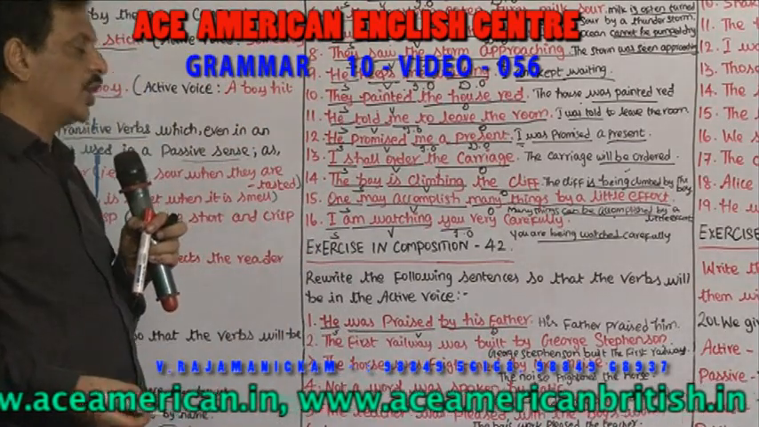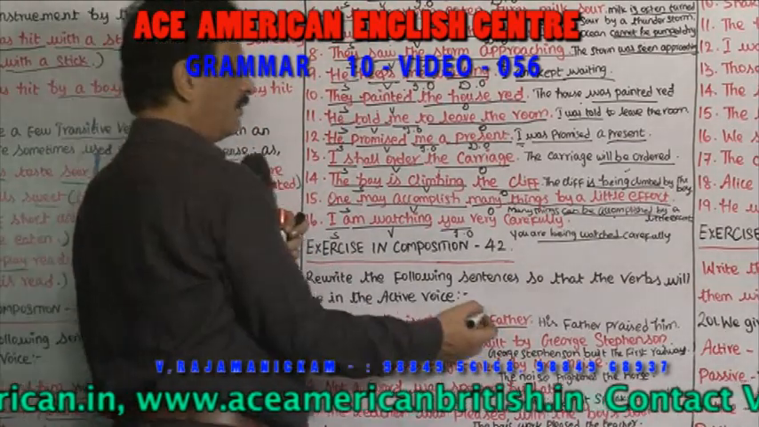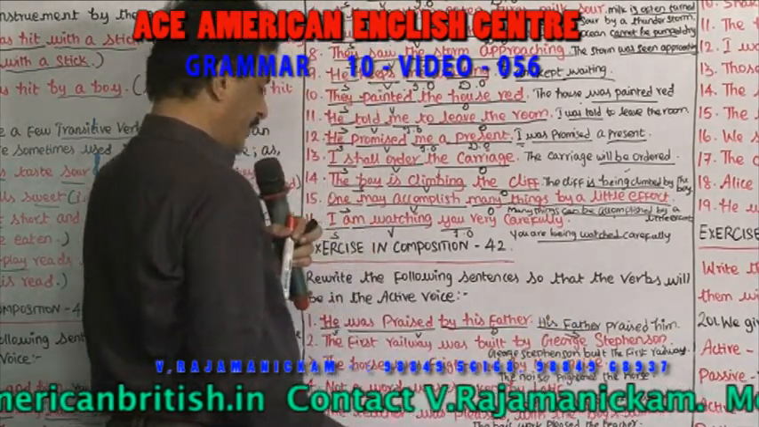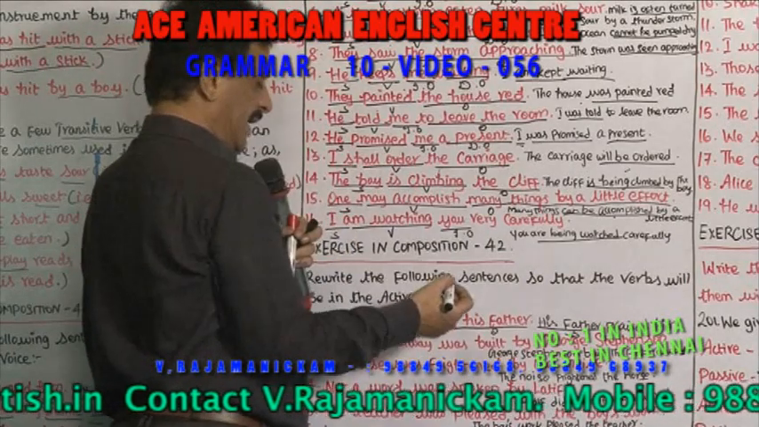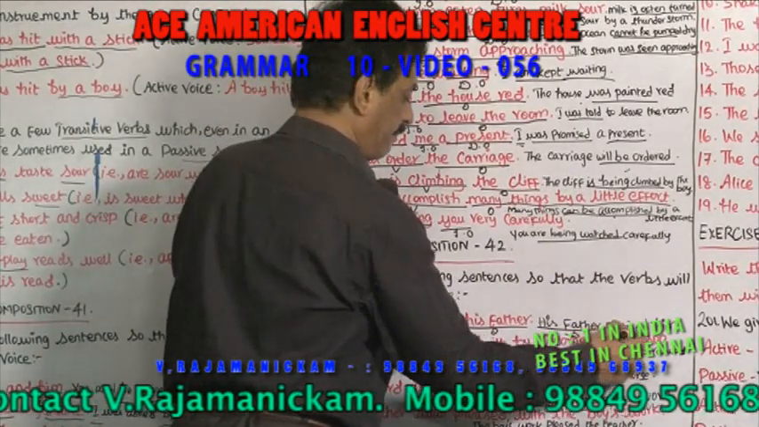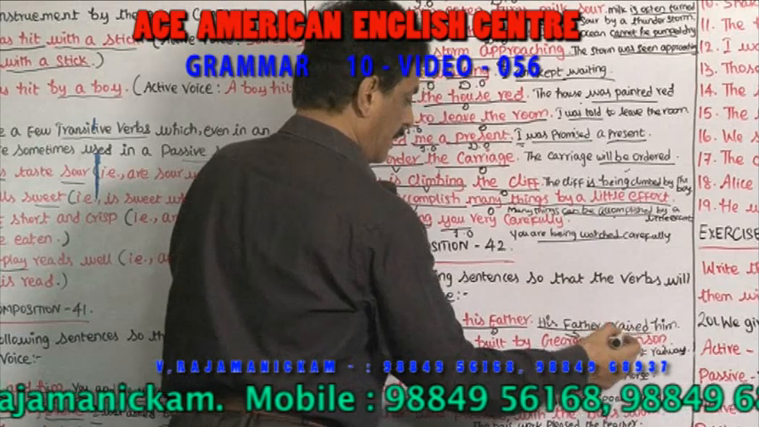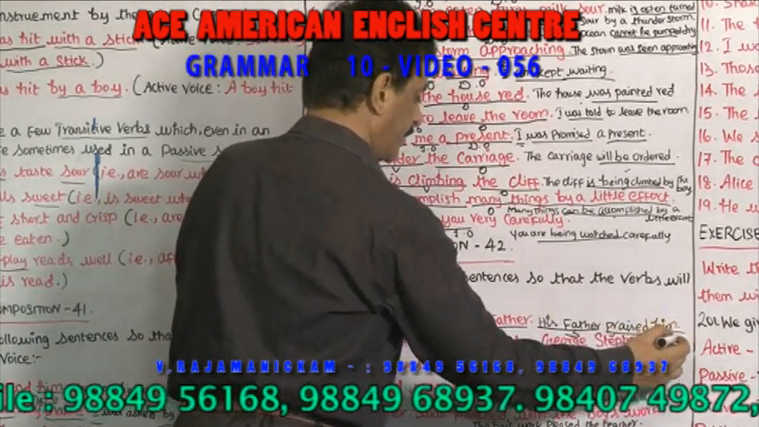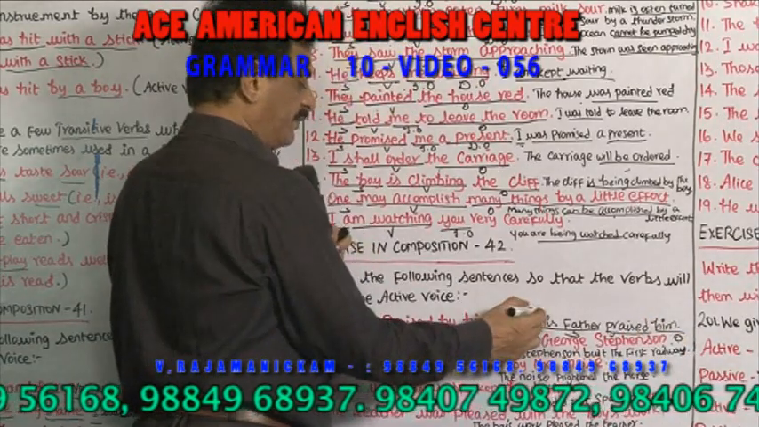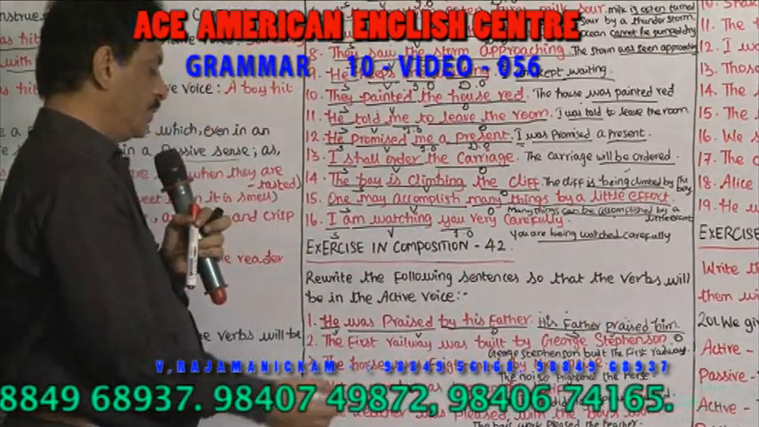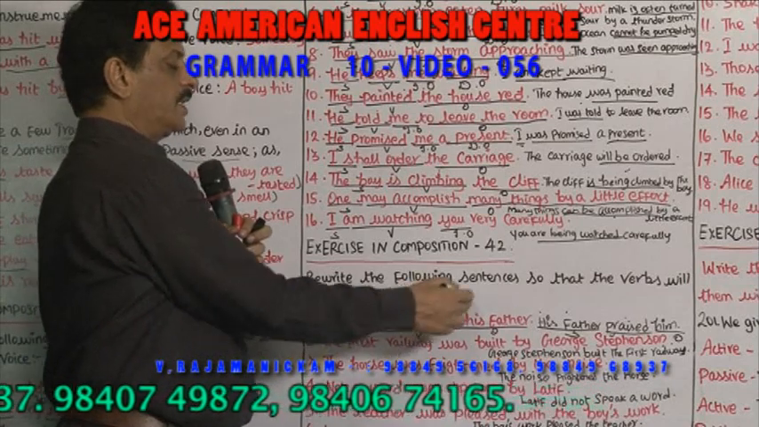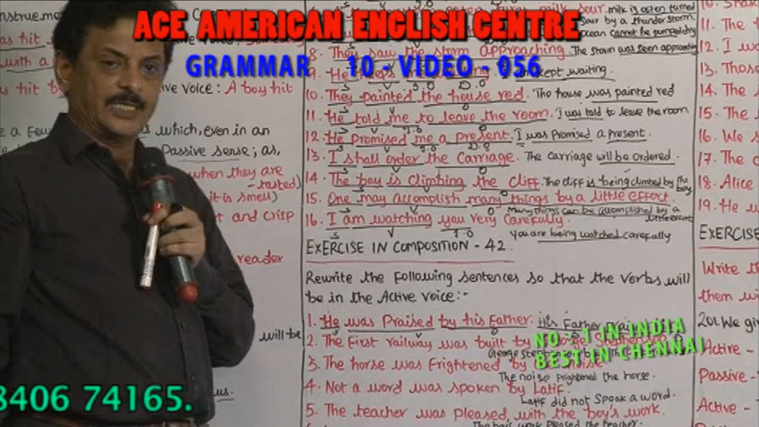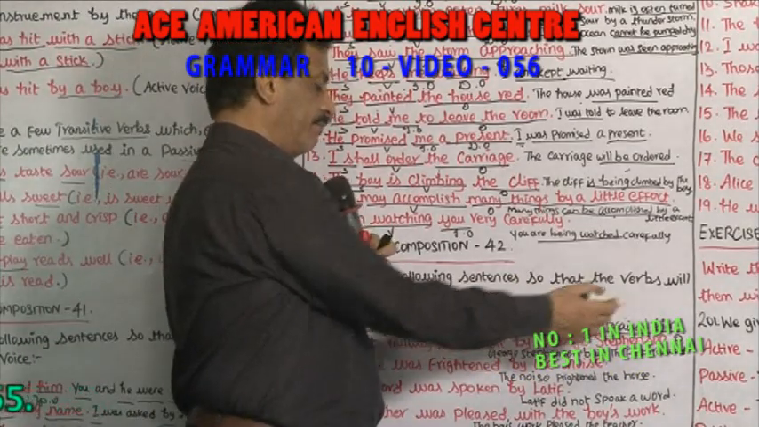So in the active voice, what do you have to do? By his father becomes the subject. His father was praised. So in active voice it is just the past tense verb praised. And he changes into him. Here it becomes an object. His father praised him changes into, in passive voice, he was praised by his father. So he was praised by his father. In active voice it is, his father praised him.